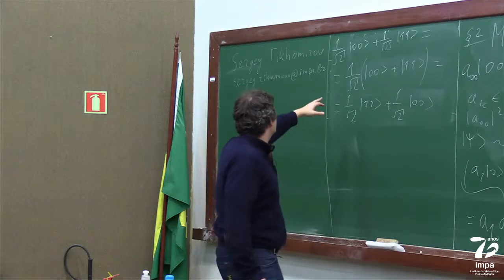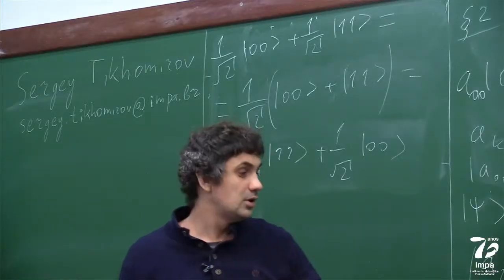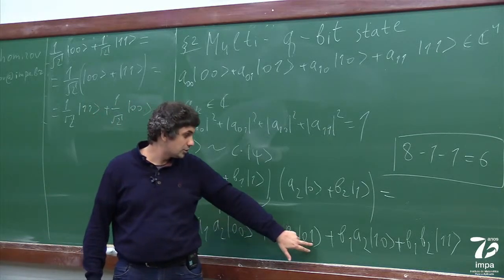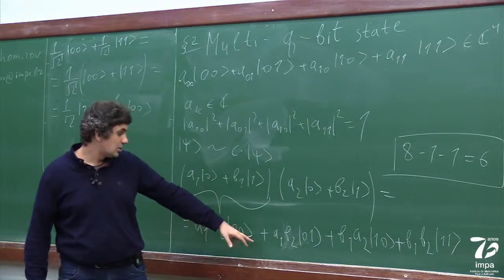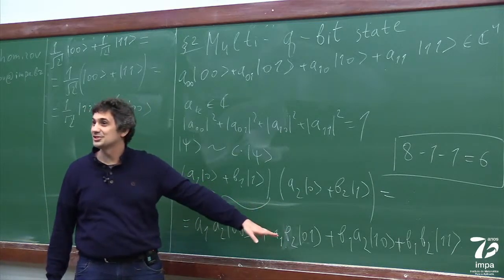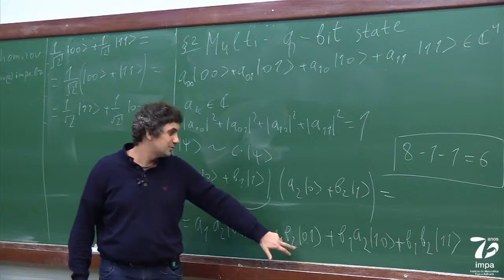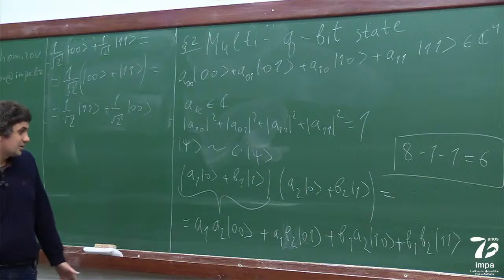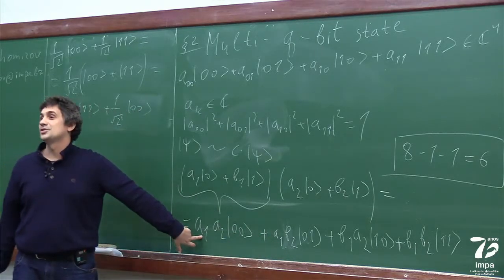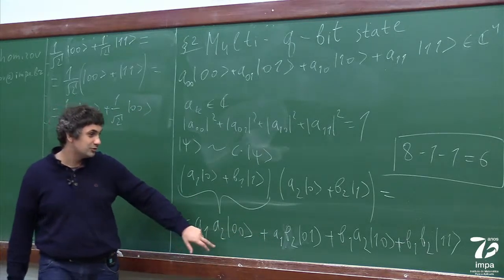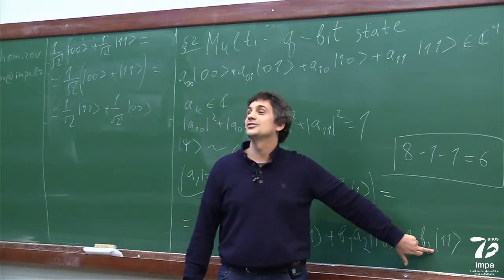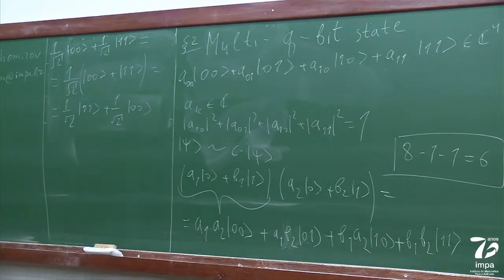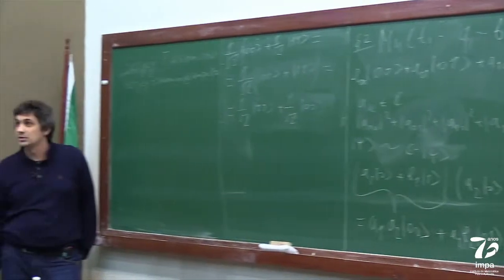So why can this state not be represented in this form? It's easy because we have 0 coefficients in front of 0 1 and 1 0, so there should be a lot of zeros. Either a1 or b2 is equal to 0, and either b1 or a2 is equal to 0. In that case, if a1 is equal to 0, then the coefficient in front of 0 0 is equal to 0. If b2 is equal to 0, then the coefficient in front of 1 1 is equal to 0. So it's not possible. But in fact, there are a lot of states like this which are not representable.